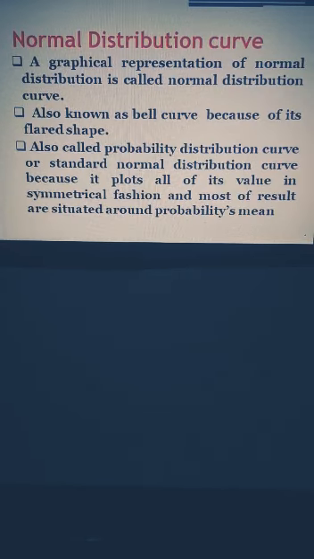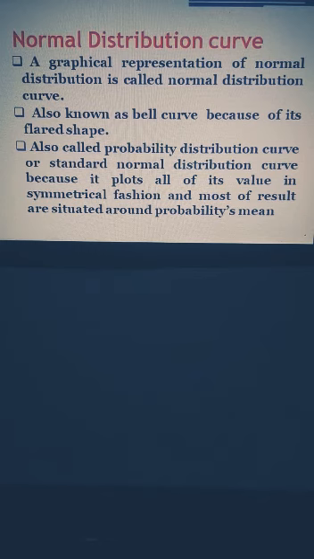Now, what is the normal distribution curve? The normal distribution curve is the graphical representation of the normal distribution data. When we present the data graphically, pictorially or diagrammatically, it is known as the normal distribution curve. This curve is also known as the bell curve because it is flared in shape. It is heightened in the middle and flared from the side.